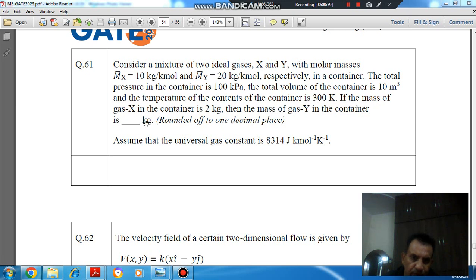If the mass of the gas X in the container is 2 kg, then the mass of the gas Y in the container is dash kg, rounded up to 1 decimal place. Assume that the universal gas constant is 8314 joule per kilomole per degree Kelvin.